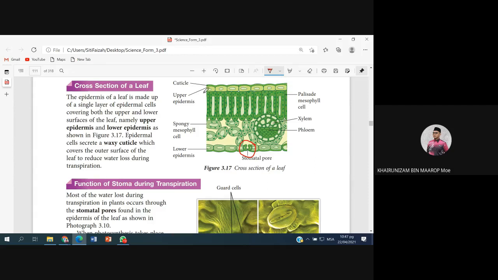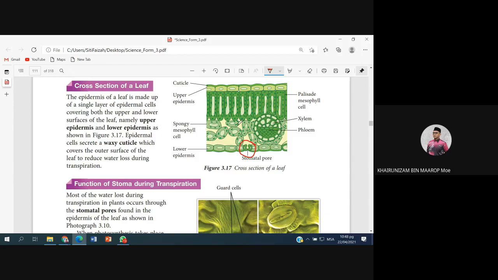Cuticle is the layer to protect the leaves from losing water. Dia cover permukaan daun daripada kehilangan banyak air.